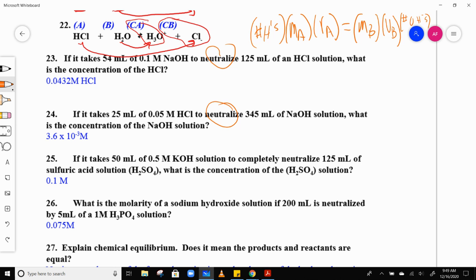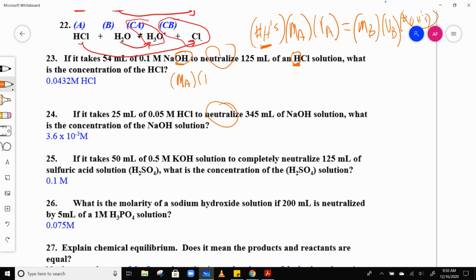Okay. So here, one of the key things is to remember the number of H's and the number of OH minuses. That's what most people forget. So number 23, it's just 1 OH minus and 1 H plus, just 1 and 1. So the molarity of the acid is what we want to know.